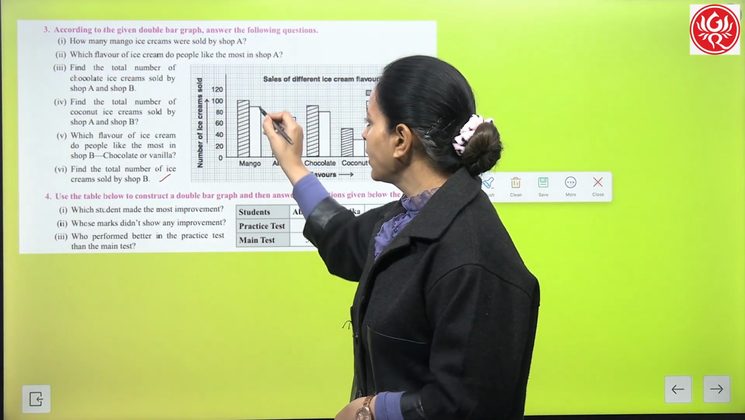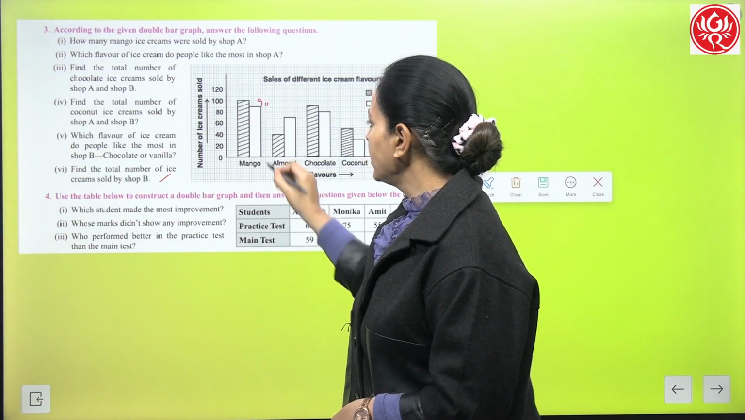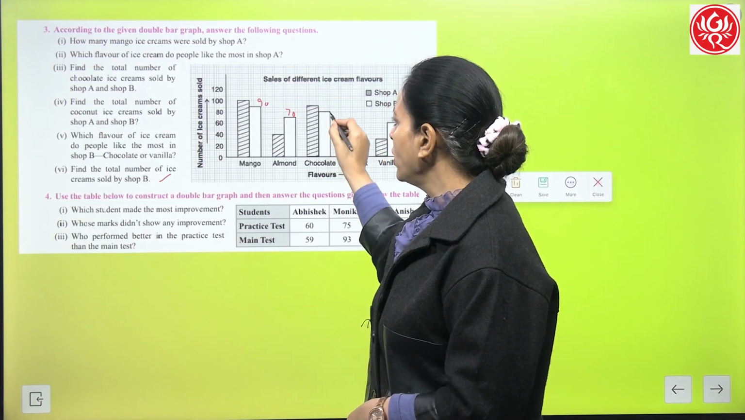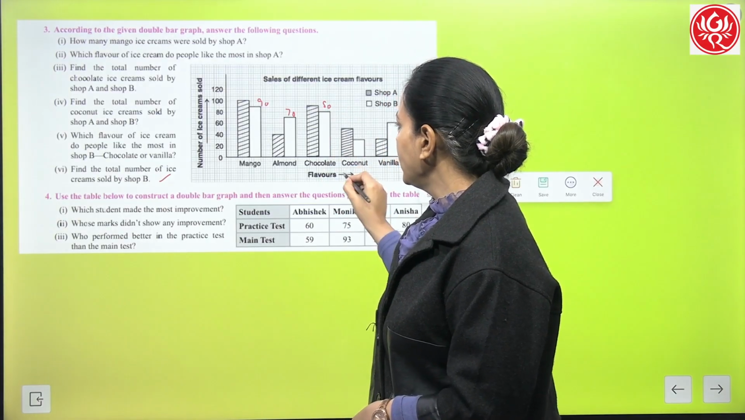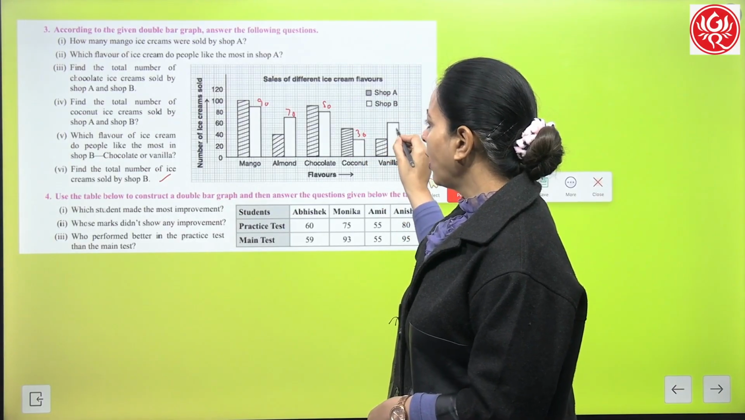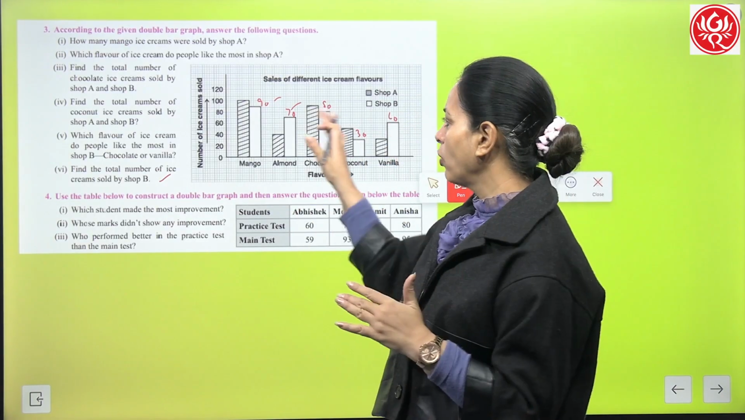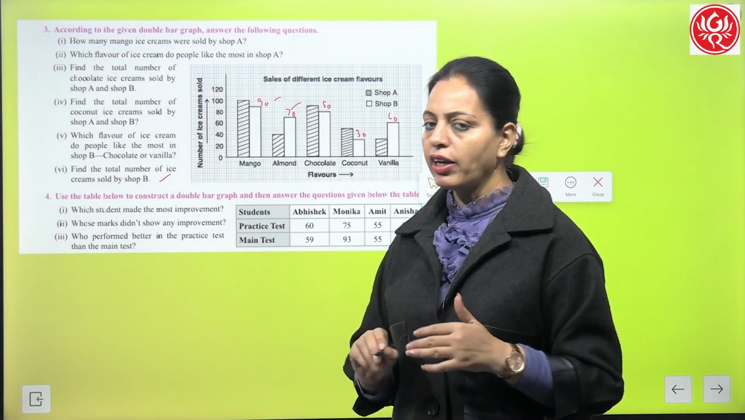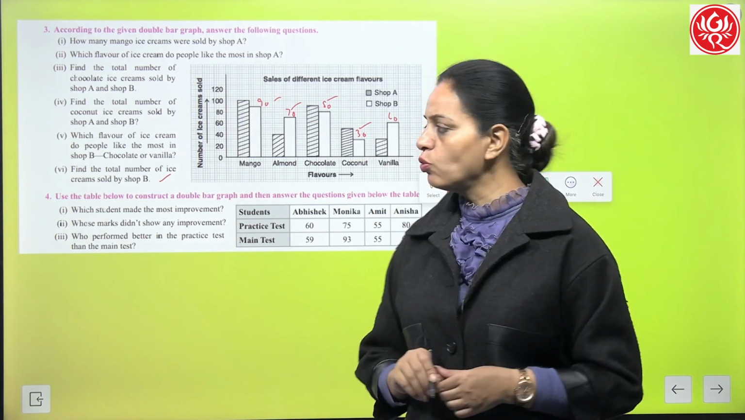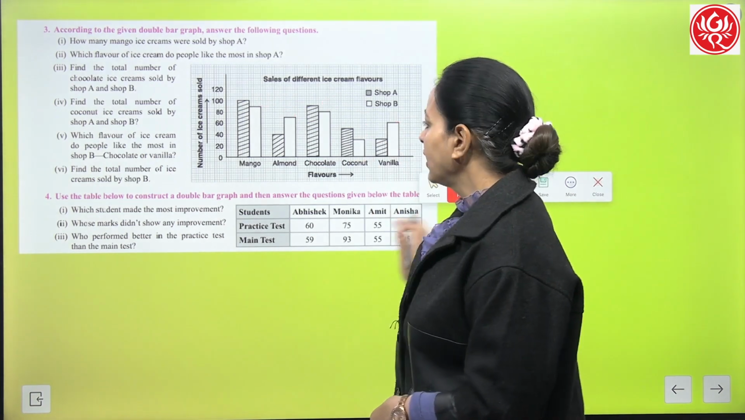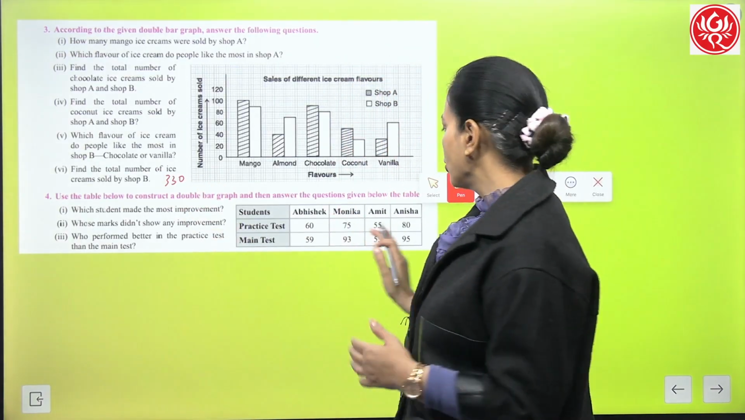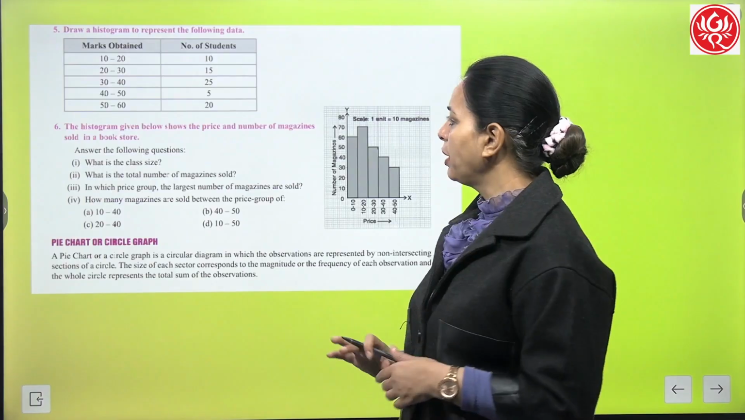Now the sixth part, find the total number of ice creams sold by shop B. So mango ice cream is 90, almond ice cream is 70, chocolate ice cream is 80, coconut ice cream is 30, and vanilla is 60. So add all: 90 plus 70 is 160, plus 80 is 240, plus 30 is 270, plus 60 is 330, right? I hope this is clear to you. Similarly, you can try the remaining parts.